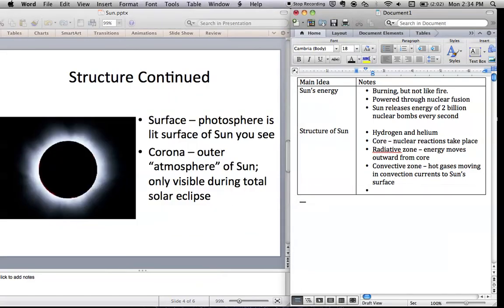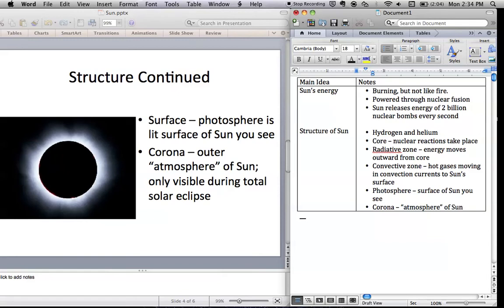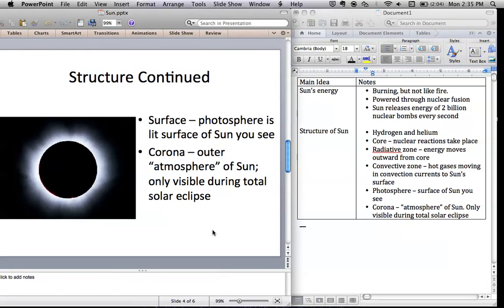Once we get to the surface, it's called the photosphere. This is the surface of the sun you see from Earth. Photo meaning light, so this is literally the part that you see. Beyond that, you have the corona, which is the atmosphere of the sun. It's only visible during a total solar eclipse. It's not very bright, but you can see this ring around the sun. These are gases streaming out from the sun's surface. That's the structure of the sun. We're not going to go into a super large amount of detail on it.